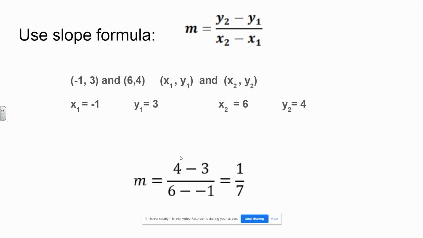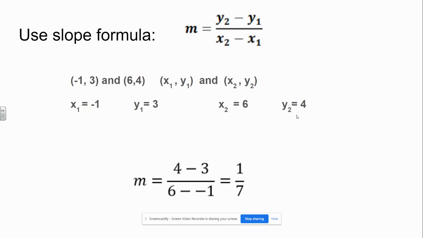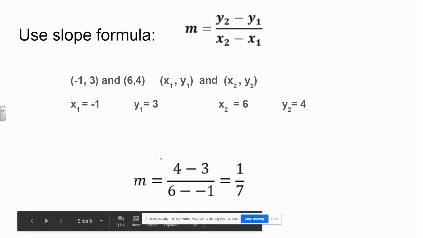Okay, now we're just going to plug that right into our equation. So it's going to be y2 minus y1, so 4 minus 3 over 6 minus negative 1. Whenever you have two negatives together, they become positive, right? So this is actually going to be 6 plus 1. So I get 1/7.